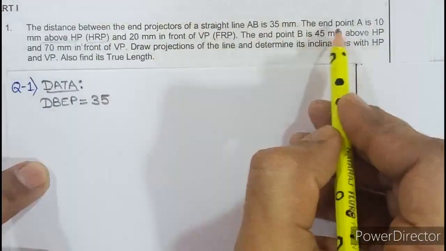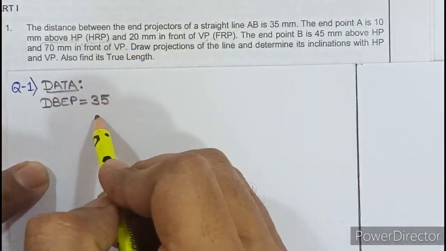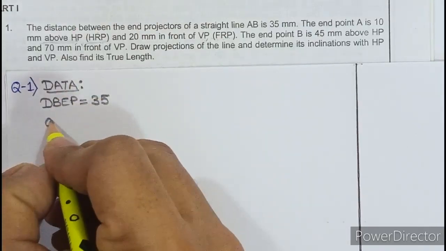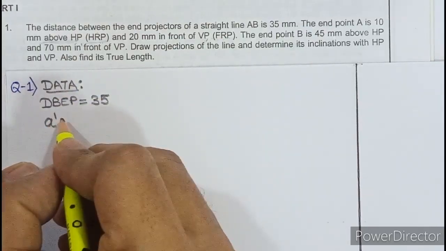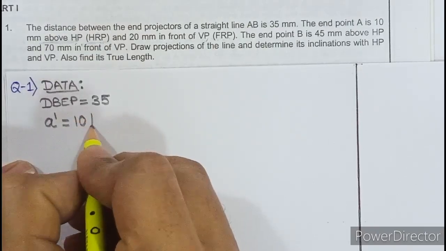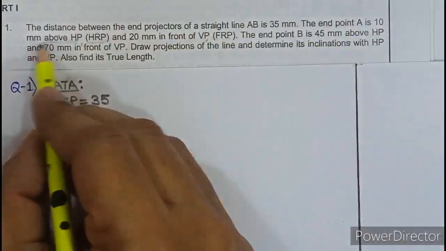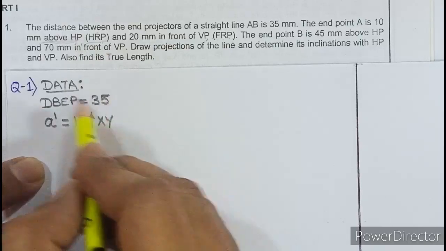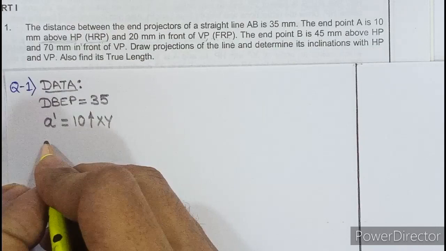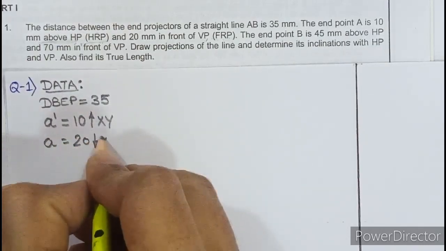So what you have to remember is, in the question they will give you the data in terms of HP and VP, but while answering you have to convert them with respect to XY. So you should write like this: A dash. I am discussing the standard format. You have to follow the same. So A dash equal to 10. You have to show the arrow mark what we have practiced here and write XY. So once again, 10 above HP in the question should be converted in terms of XY like this. No other format will be accepted. After that, small a is 20 below XY.